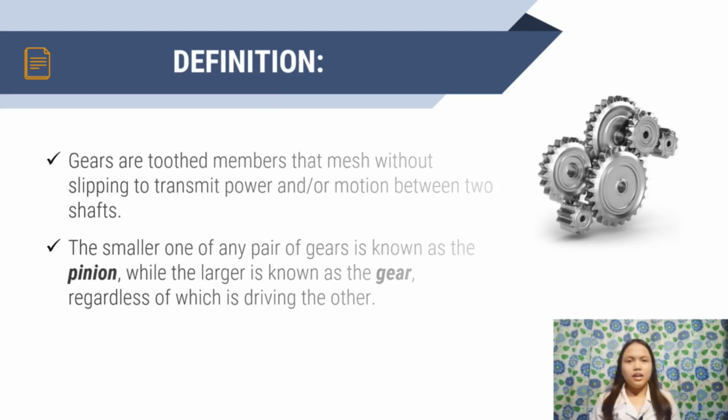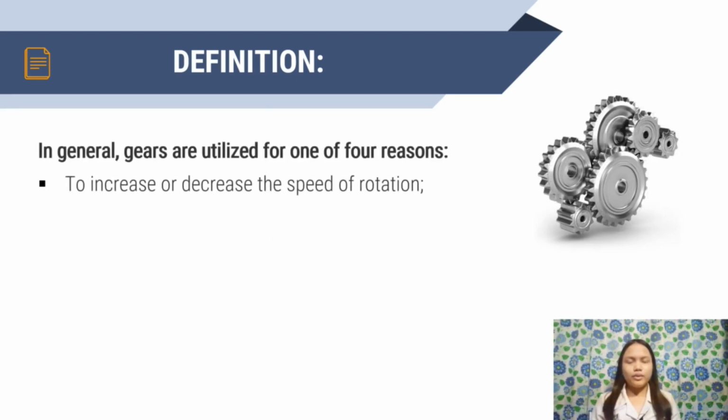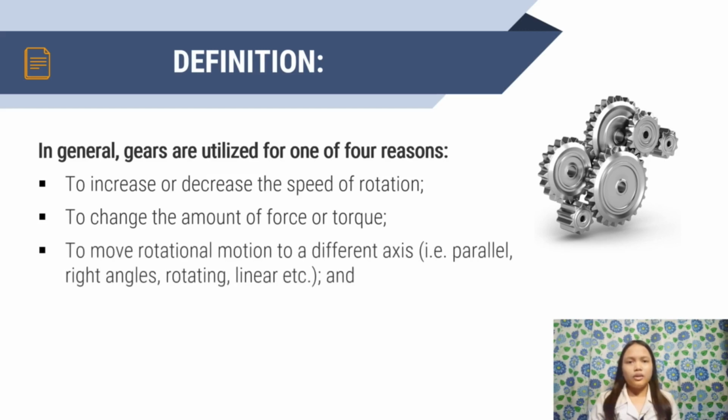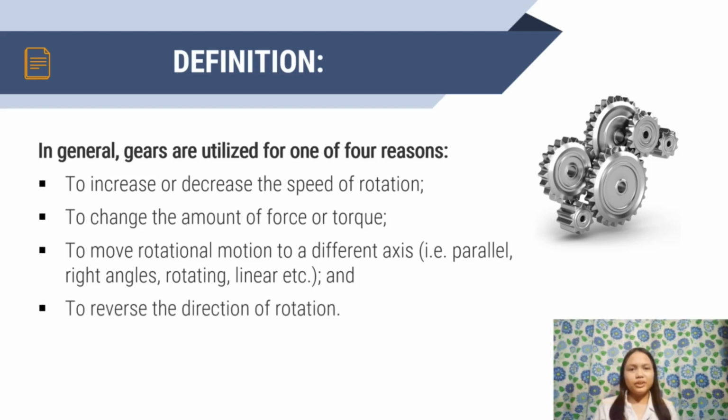In general, gears are utilized for one of four reasons: to increase or decrease the speed of rotation, to change the amount of force or torque, to move rotational motion to a different axis, or to change the rotational direction. For example, power is sent to your car's rear wheels by a shaft that runs down the center of the vehicle, and the differential must turn that power 90 degrees to apply it to the wheels. And lastly, gears are used to reverse the direction of rotation.